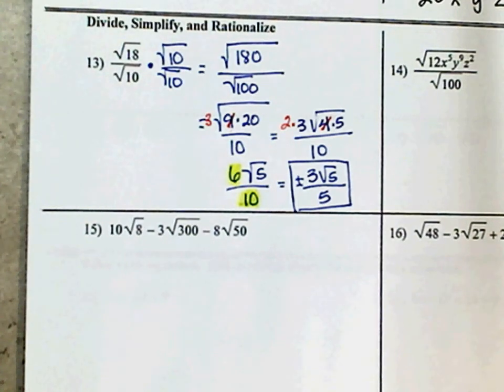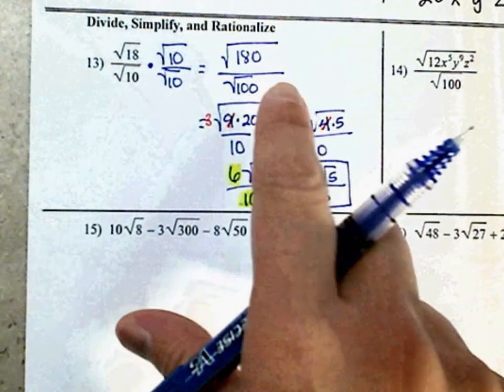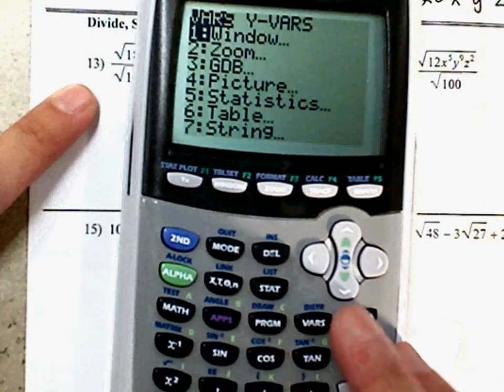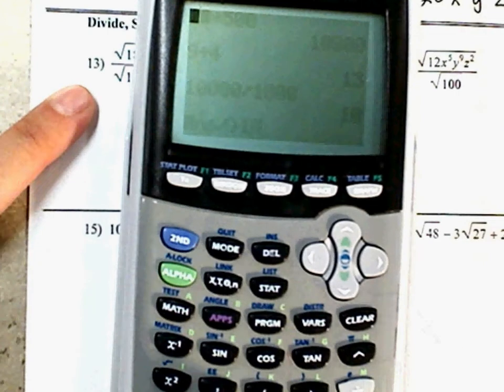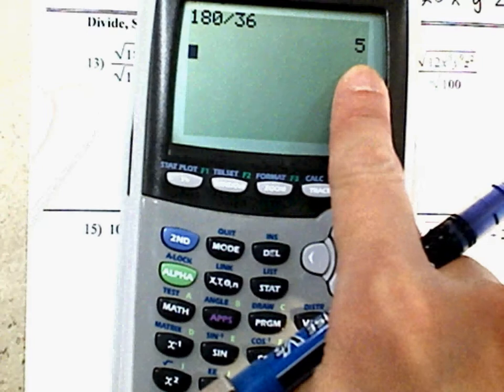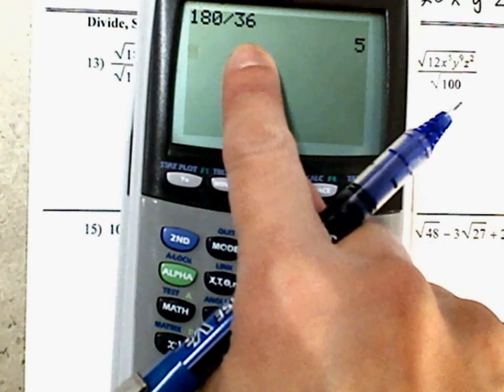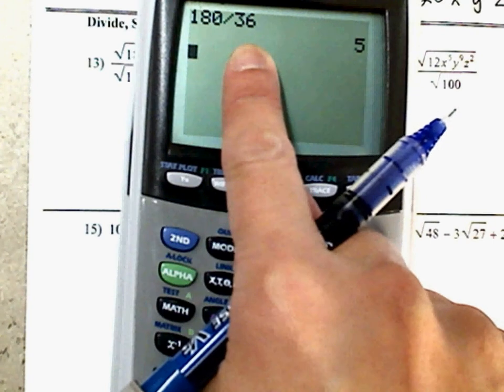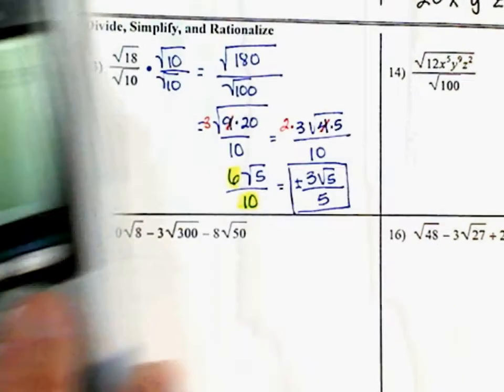You are simplifying. Could you have done this a little differently? Yes. For 180, okay, take a look. Let me get out of that. Isn't 180 divided by 36 gives you 36 and 5? What's the square root of 36? 6. Do you guys see how you could have done that right off the bat? Many different ways you can do it, okay? All right, number 14. Here we go.